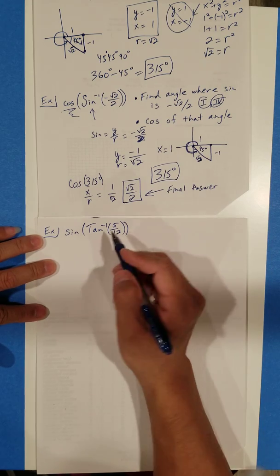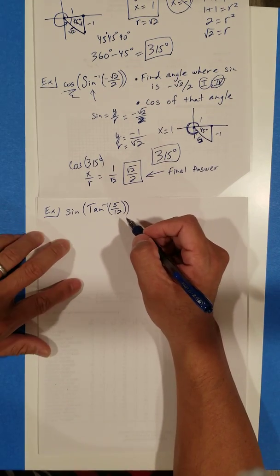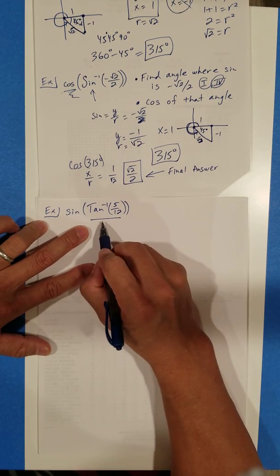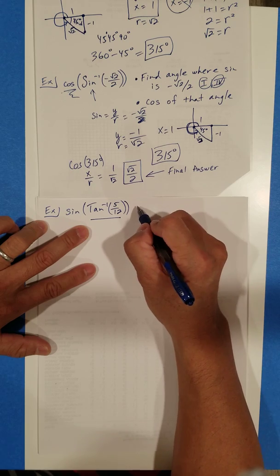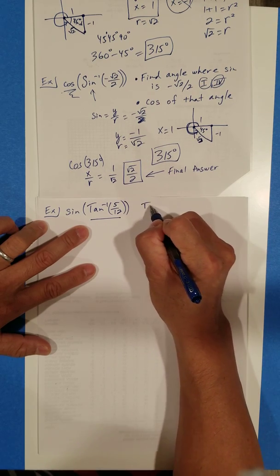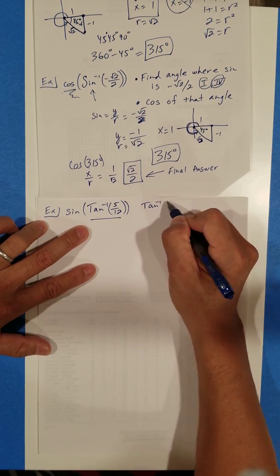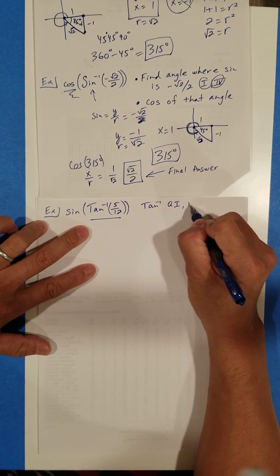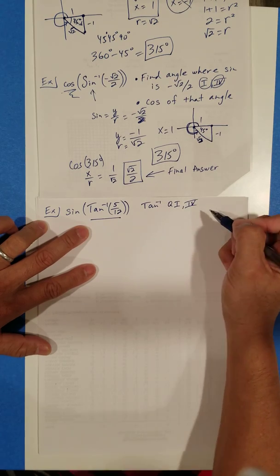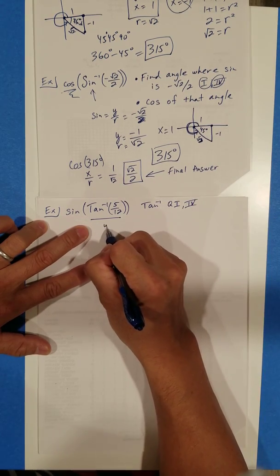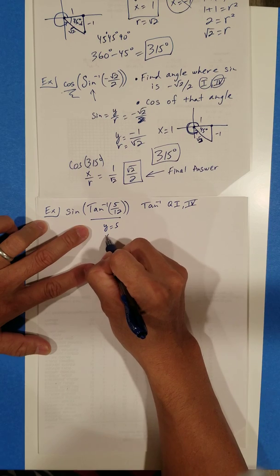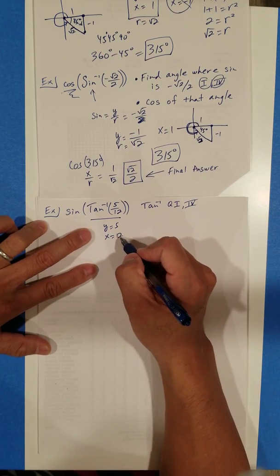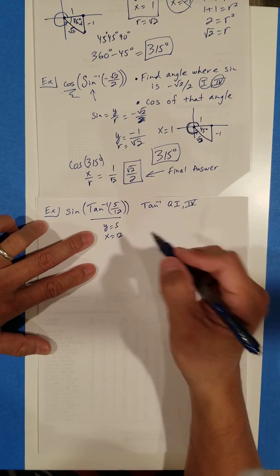Okay, so let's think about this. Let's start with this guy first. Find the angle that has a tangent of 5 over 12. Now make sure you remember principal tangent is going to be in quadrant 1 and 4 only. So this means y is 5, x is 12. Now, is that quadrant 1 or 4? Has to be quadrant 1.